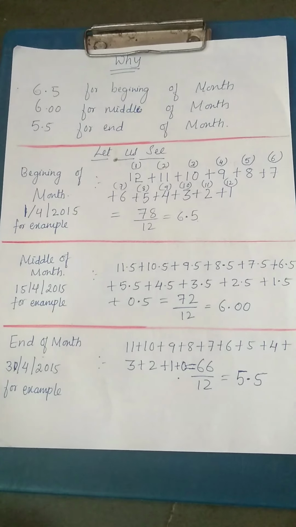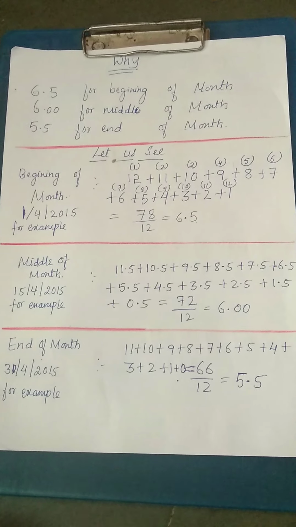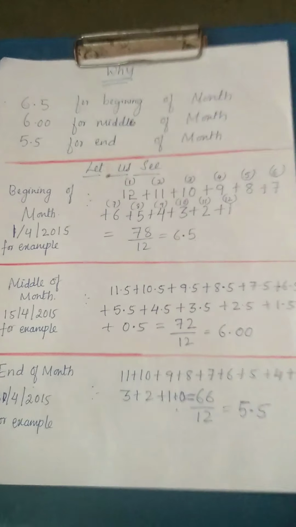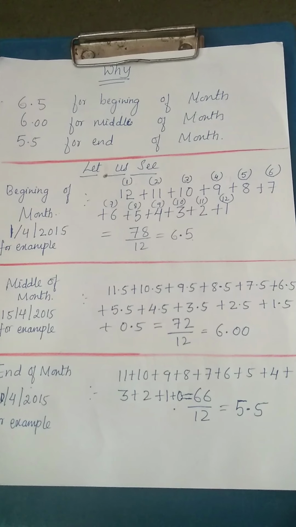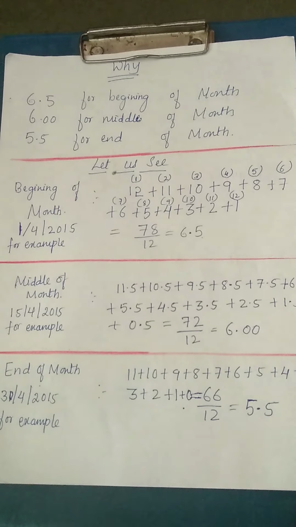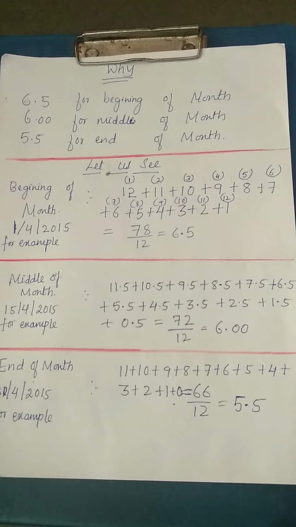Already we have discussed that 6.5 should be considered for the beginning of the month, 6 should be considered if the drawings are made in the middle of the month, and 5.5 if the drawings are made at the end of the month. Let us see now how this 6.5, 6 and 5.5 is arrived at.